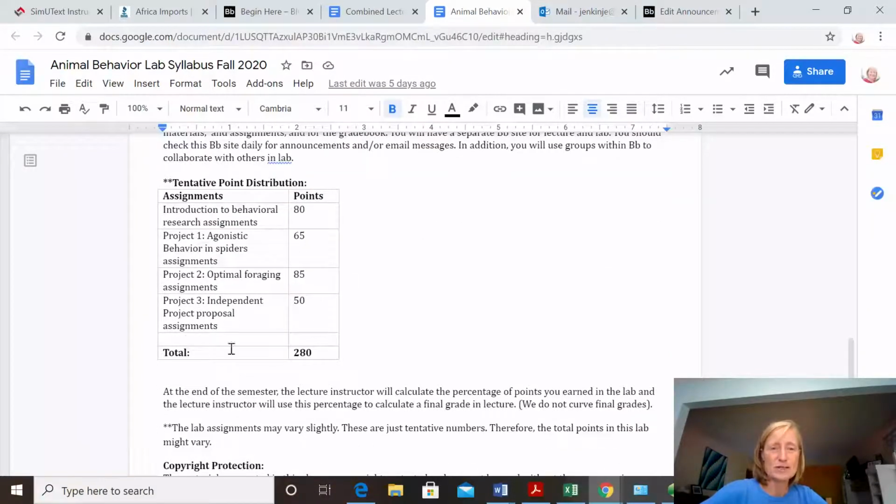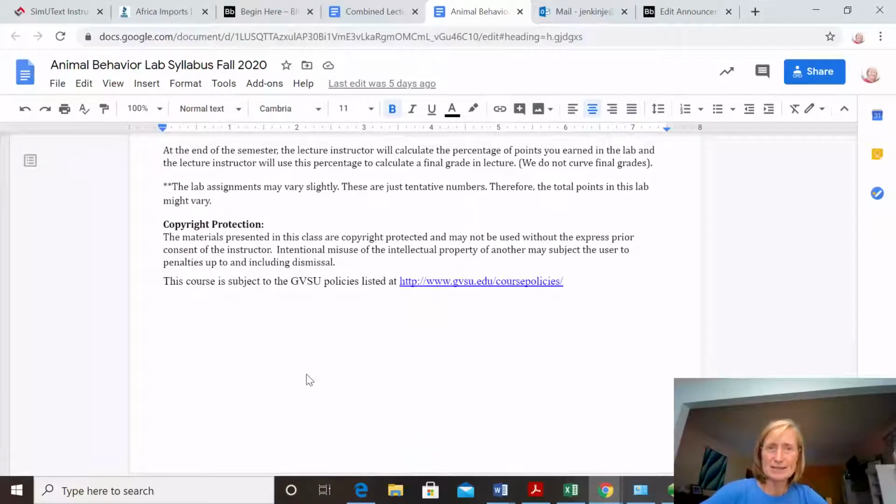This is our tentative point distribution for the lab. So there are 4 major projects and points associated with each of them. This total might change a little bit. We might have an assignment that we modify or lower the points for, etc. At the end of the semester, I will send your percent earned to your lecture teacher, and your lecture professor will incorporate that into your total score or grade for animal behavior. Okay, so that's the syllabus.